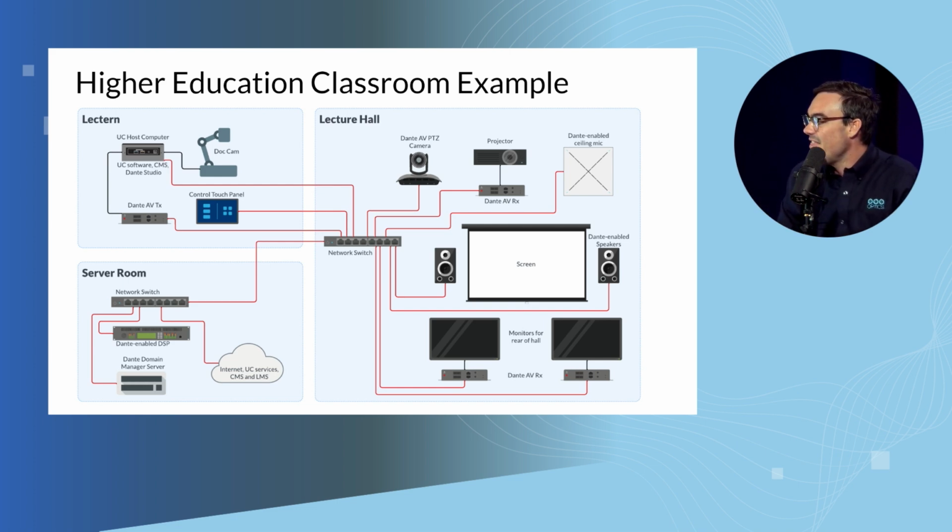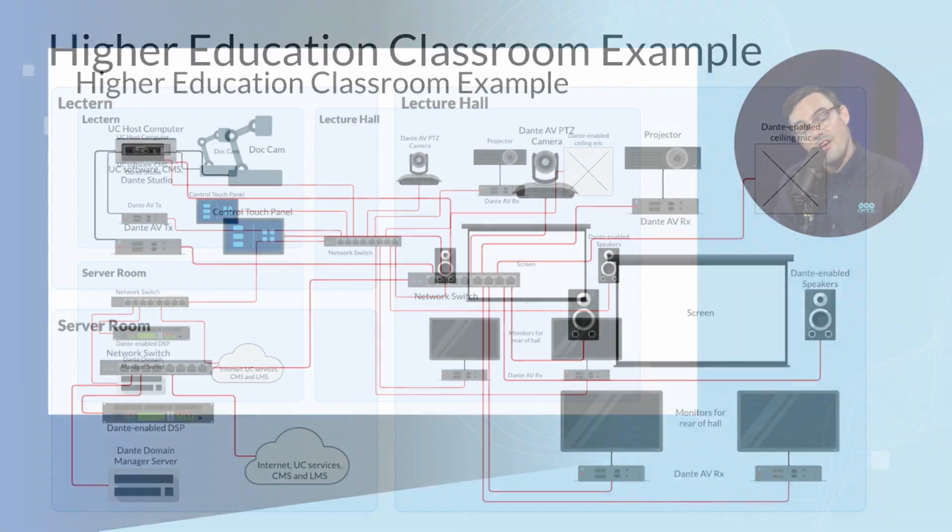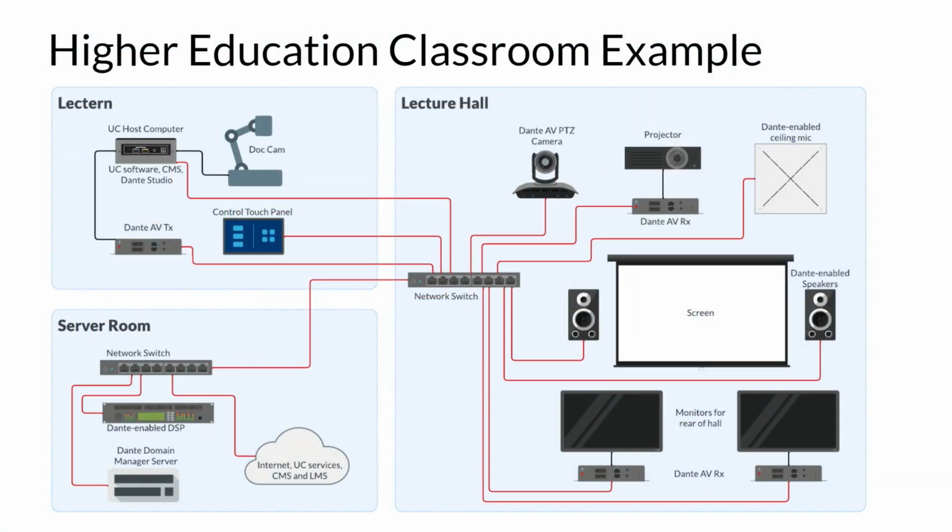And in this scenario, there's a lectern with a computer in there. And there's a document camera connected to the computer. A lot of teachers like to display things on a document camera and then have it up on a big projector behind them. So that's what's happening there. And the teacher has a control panel that they can click buttons to change things.